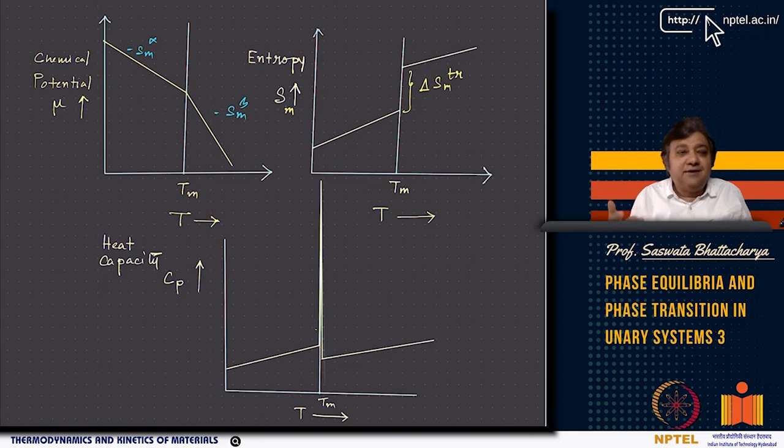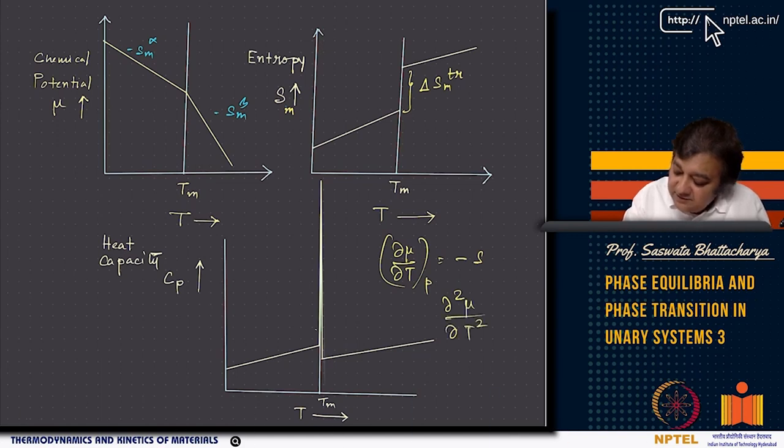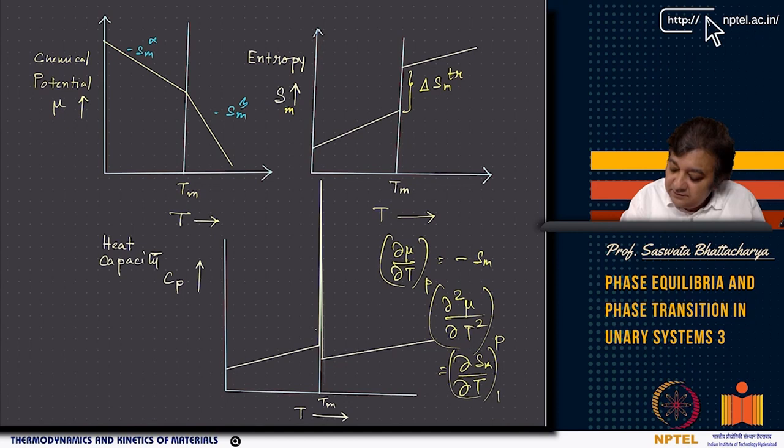Del mu del T is minus S, and del S del T is basically Cp by T. So del 2 mu del T square, which we have discussed, at constant pressure equals del S M del T, which is equal to Cp, but there is a minus sign.